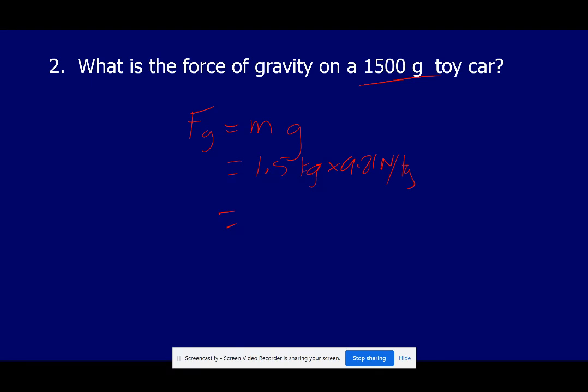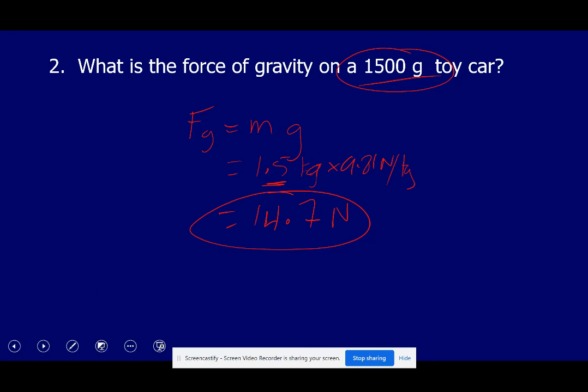That'll be 14 something. If I round it to three digits here for the 9.81, see the 1500, technically you could say it has four digits, even though I wrote it with two digits here. So I'm going to round my answer to three digits, which is 14.7 newtons of weight or force of gravity. You know, that term right there could be weight.